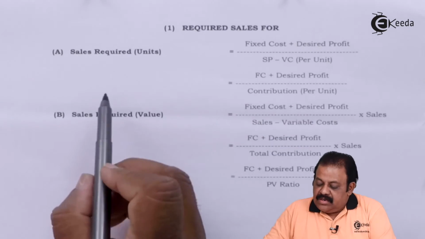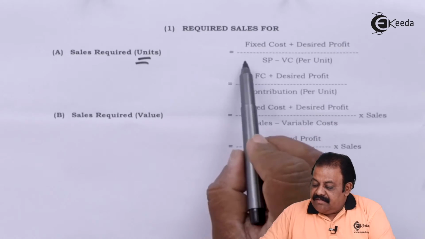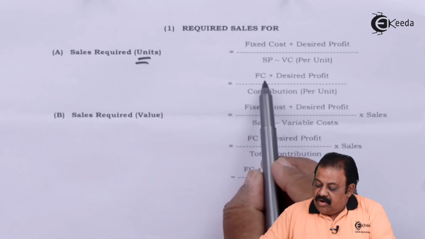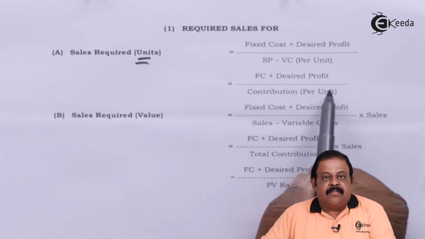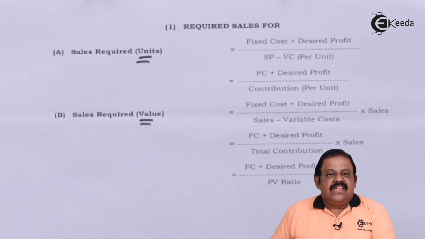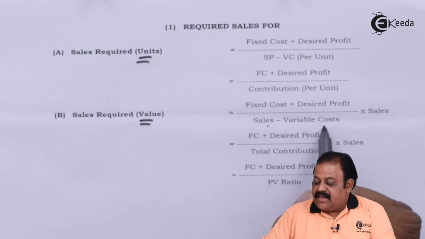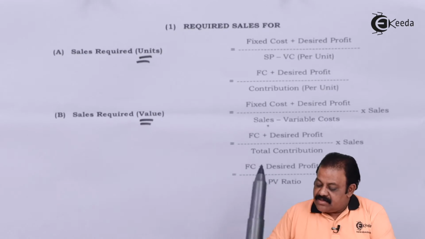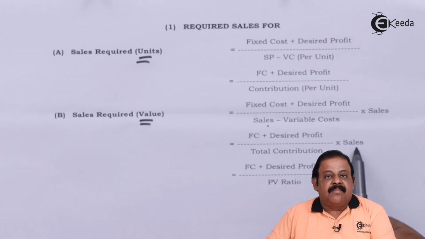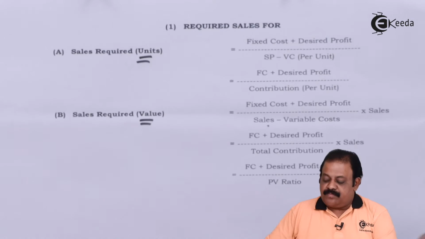Required sales in units is fixed cost plus desired profit divided by selling price minus variable cost per unit, or fixed cost plus desired profit divided by contribution per unit. Sales required in value is fixed cost plus desired profit divided by sales minus variable cost multiplied by sales, or fixed cost plus desired profit divided by total contribution multiplied by sales, or fixed cost plus desired profit divided by PV ratio.